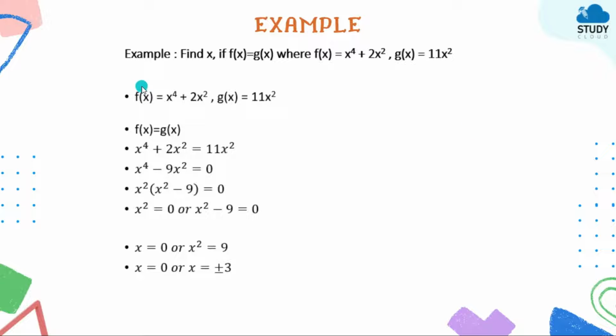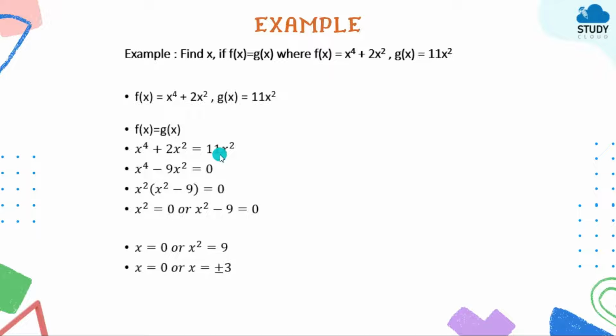See this example now. Find x if f(x) is equal to g(x), where f(x) is equal to x raised to 4 plus 2x square and g(x) is equal to 11x square. Now we have already been given f(x) and g(x) values. Because it is given f(x) is equal to g(x), we will put the value of f(x), which is x raised to 4 plus 2x square, equal to g(x), which is 11x square.